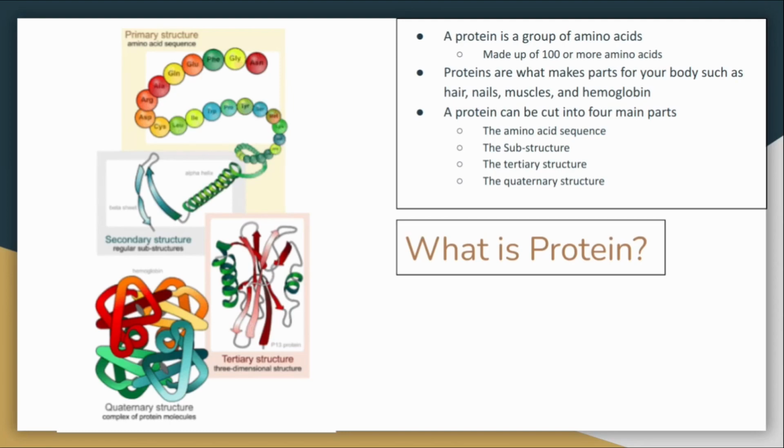Now, a protein can be cut into four main parts, okay? First, the amino acid sequence. This is what makes each protein unique and defines what the protein does. So, hair, eye, whatever, right?